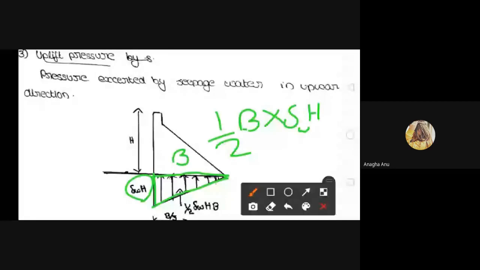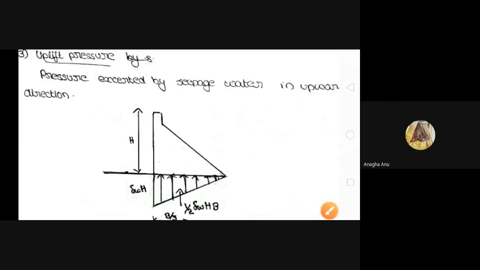Okay, what do you mean by capital H? Capital H is the height of the water at upstream. Don't take it as the height of the dam; take it as the height of the water at upstream. So the uplift force will be equal to half into B into gamma W into H, where B is the width of the dam, gamma W is the unit weight of water, and H is the depth of water at the upstream side.